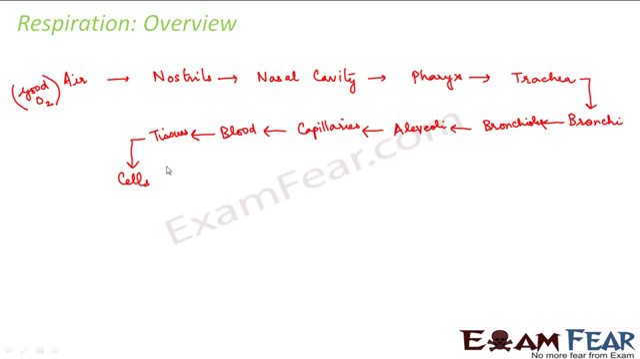Now, inside this cell, what will happen? Inside this, in the cytoplasm of this cell, which process will take place? Glycolysis will take place. Right? In the cytoplasm, glycolysis will take place where the glucose will get converted into pyruvate. Correct?